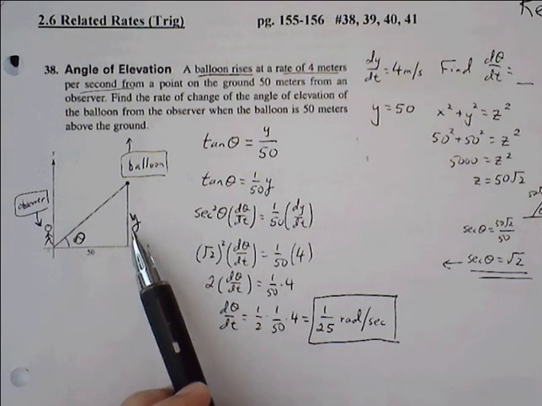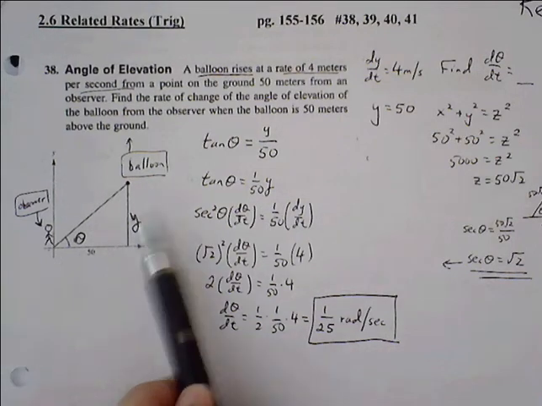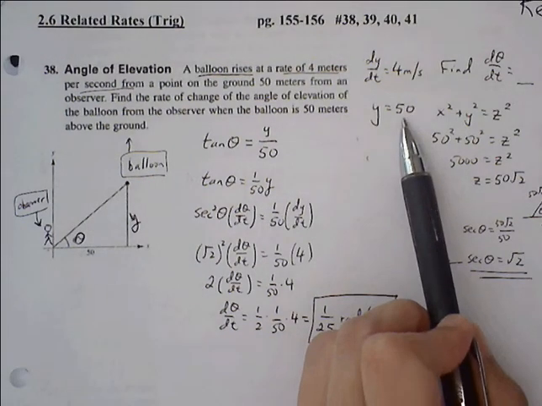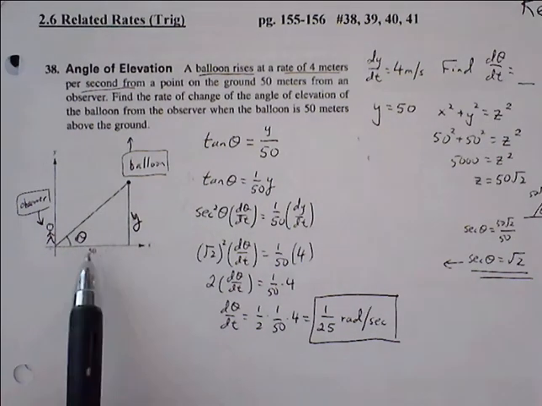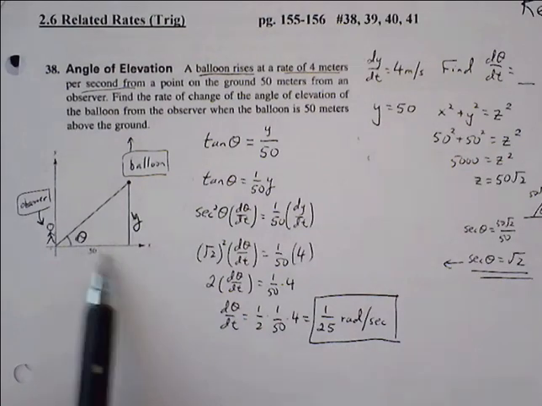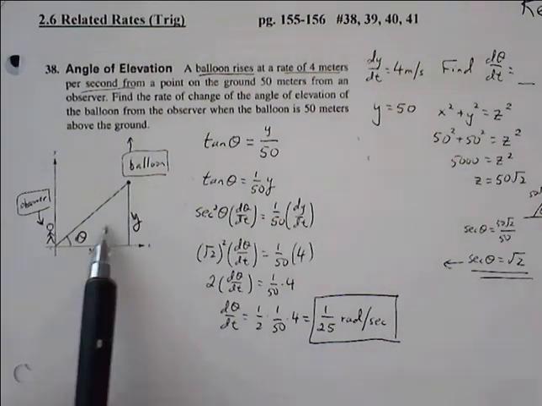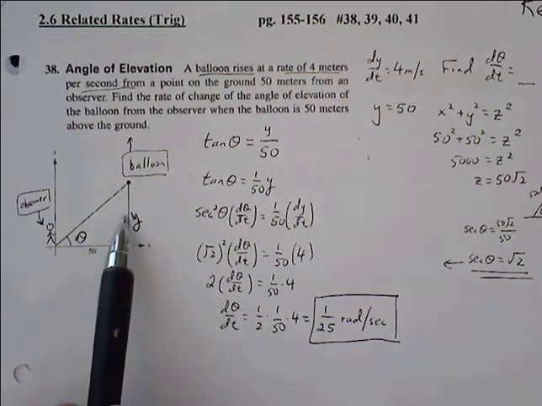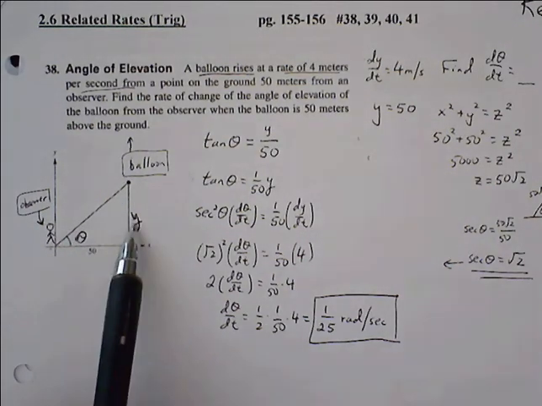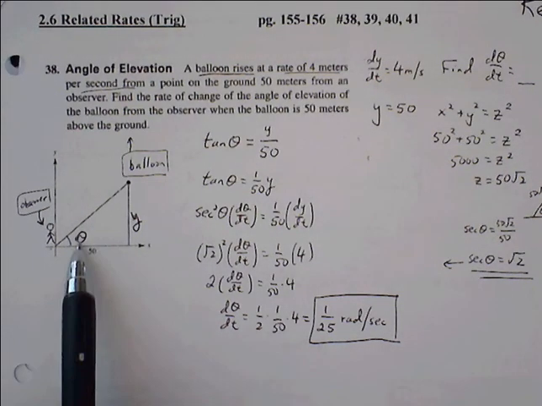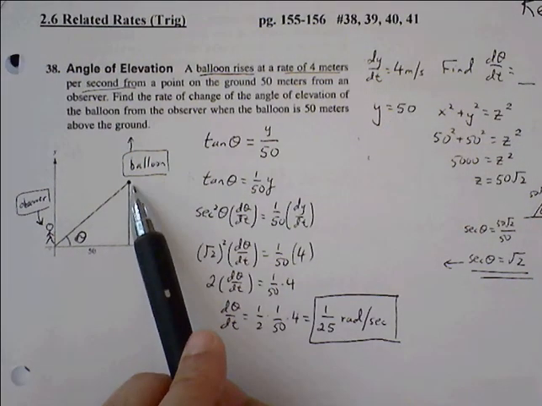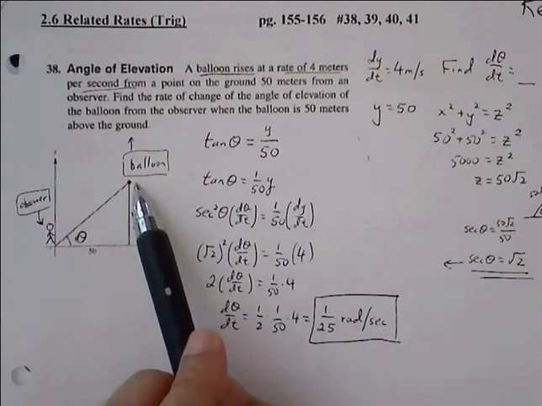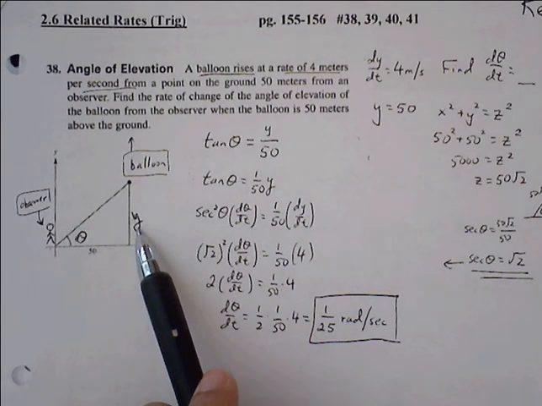One more thing, we want to keep this y as a variable. Even though we're told that the balloon is 50 meters above ground, this is just a moment in time, but the overall relationship is that theta is changing, y is changing, and 50 is staying constant. So we want to use variables where the values are changing over time. So we don't want to plug in 50. If we plug 50 in for y, that means this distance is not changing at all. It's going to remain 50, and we know that's not the case.